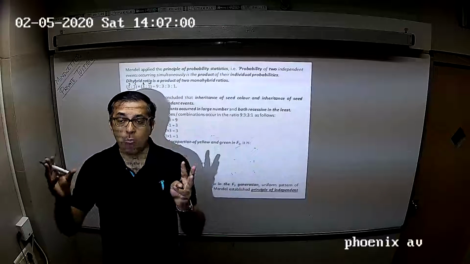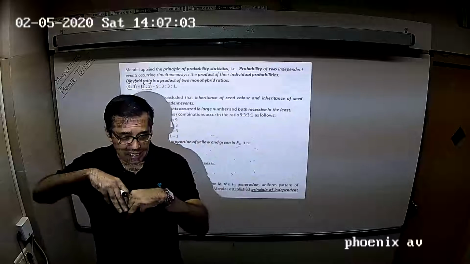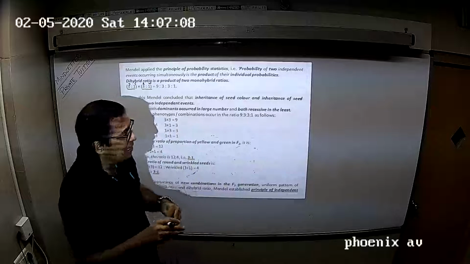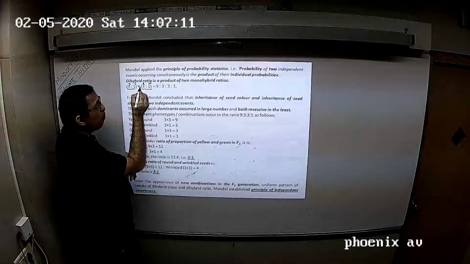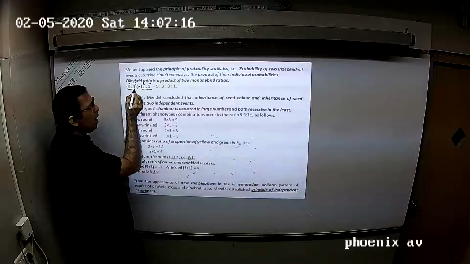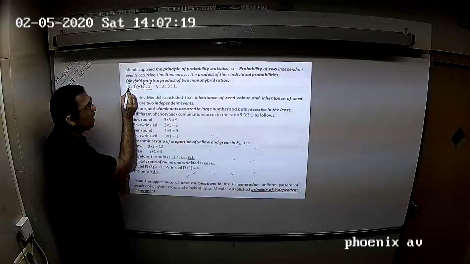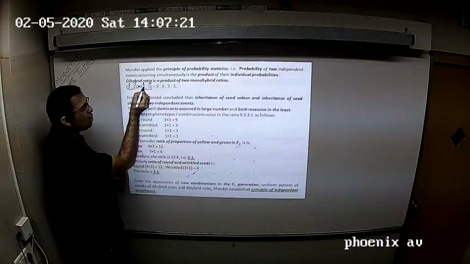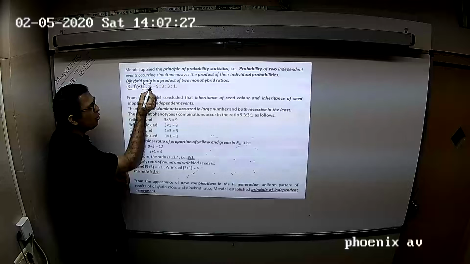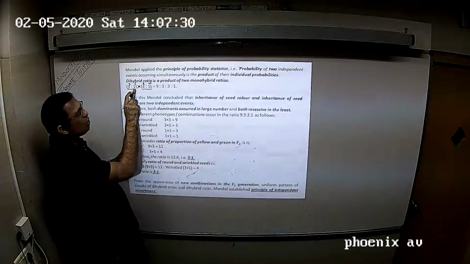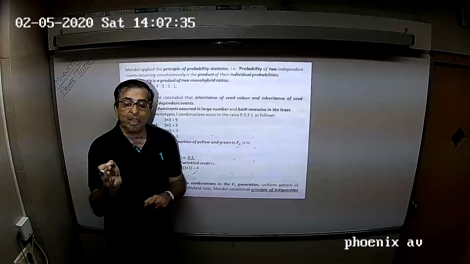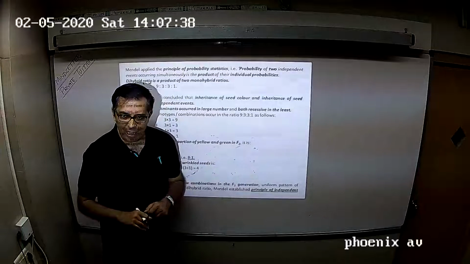But when both are considered simultaneously, not in a monohybrid but in a dihybrid ratio, then the dihybrid ratio is the product of the monohybrid ratios. So 3:1 into 3:1 becomes 3 3s are 9, into 1:3 is 3, into 3:1 is 3, into 1:1 is 1. So 3:1 into 3:1 becomes 9:3:3:1, which becomes a dihybrid phenotypic ratio.